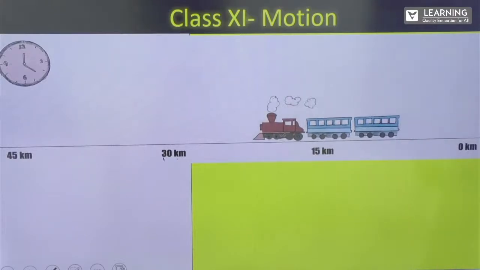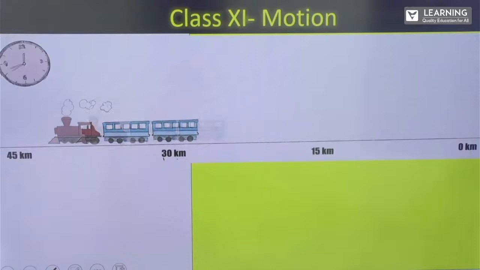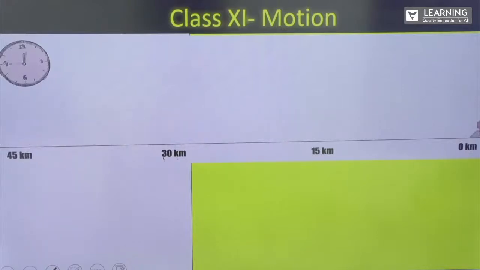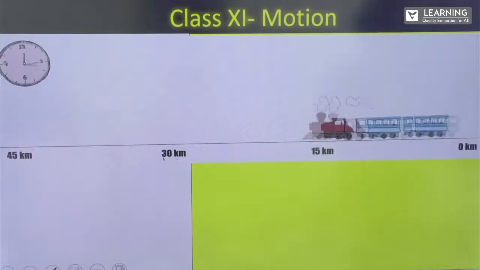0 to 15, 15 minutes pass by. 15 to 30, 15 minutes pass by. And 30 to 45, 15 minutes pass by.